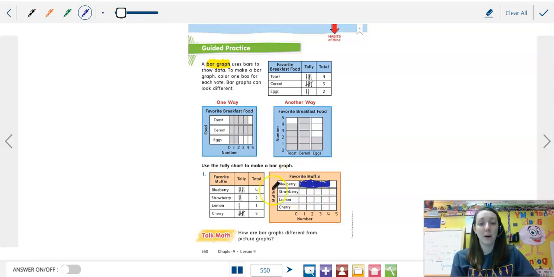All right, so the next one is strawberry. Strawberry has 2 votes, and I'm actually going to go ahead and make this one a different color, just because. You can do this too, have different colors. Strawberry got 2 votes, so I'm going to color in 2 boxes. All right. Lemon had 1 vote, so I'm going to color in 1 box. And cherry had 5, so I'm going to fill in 5 boxes, which is the whole chart, as high as this one goes.